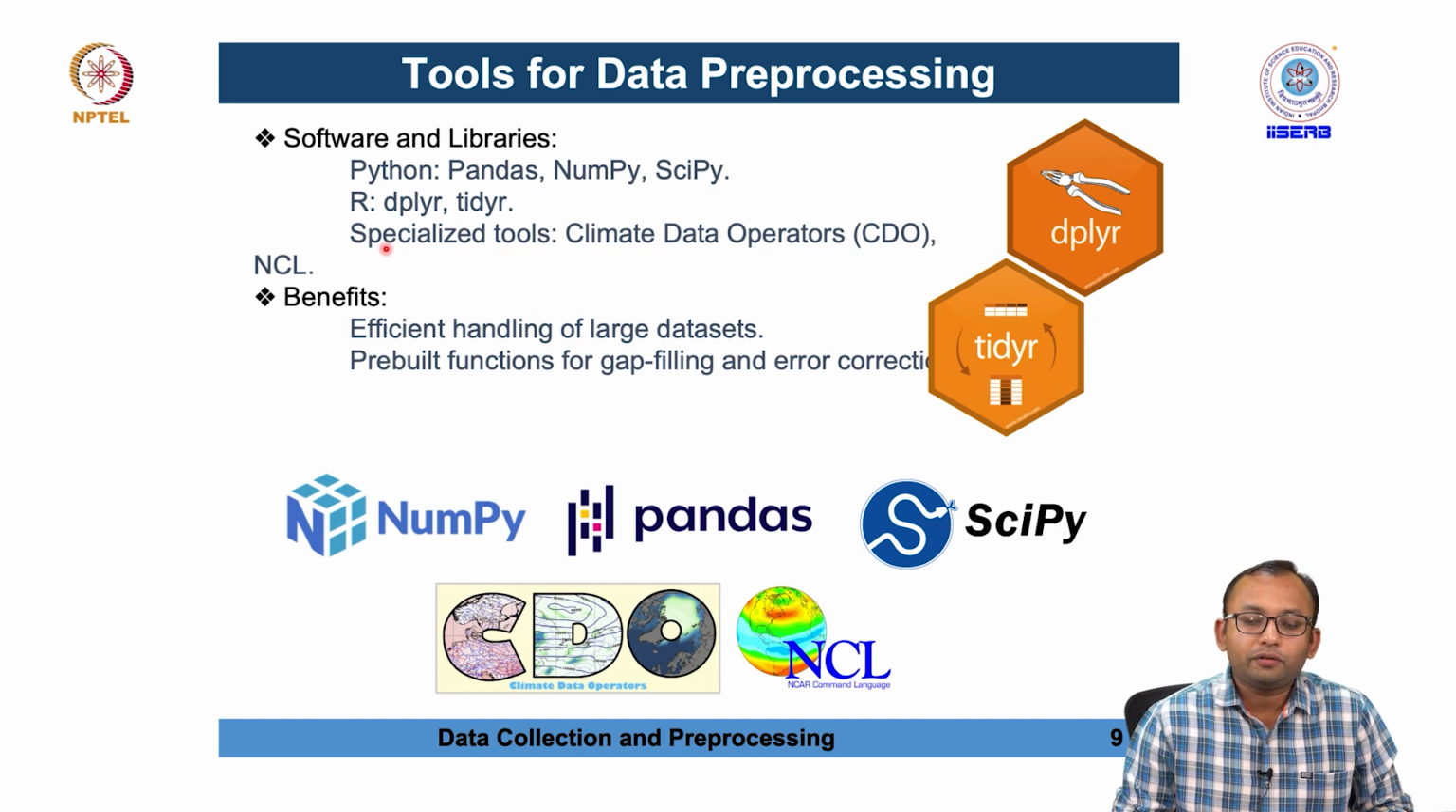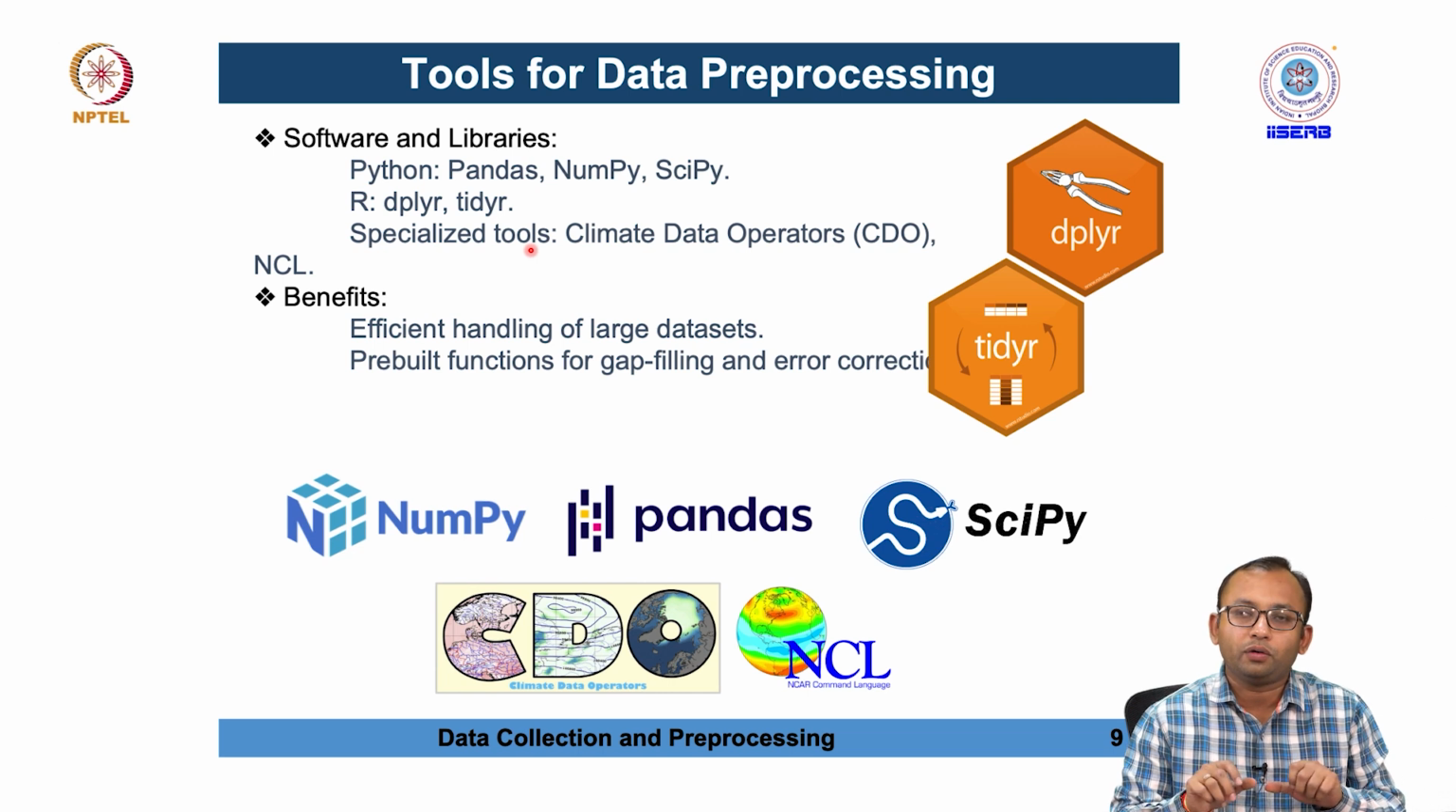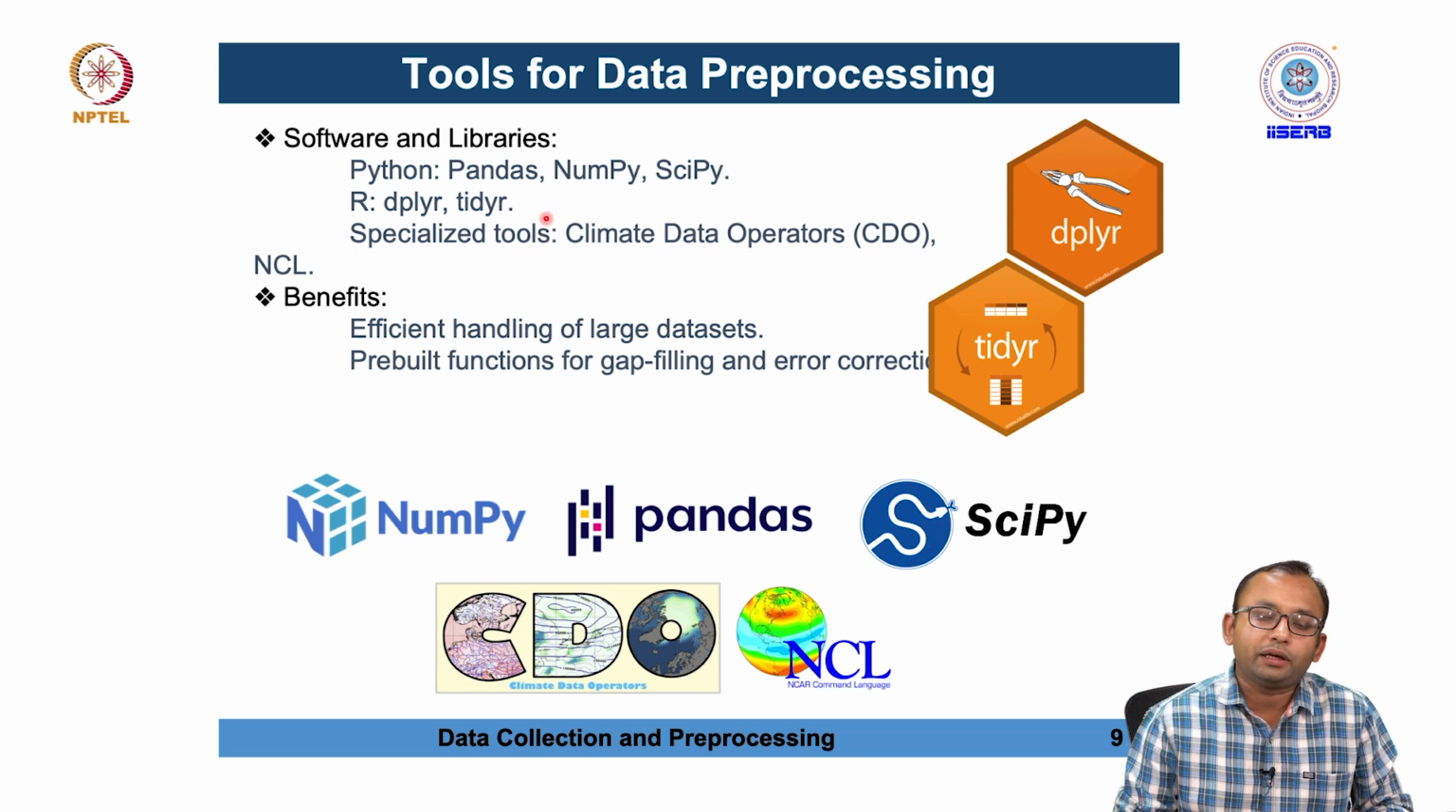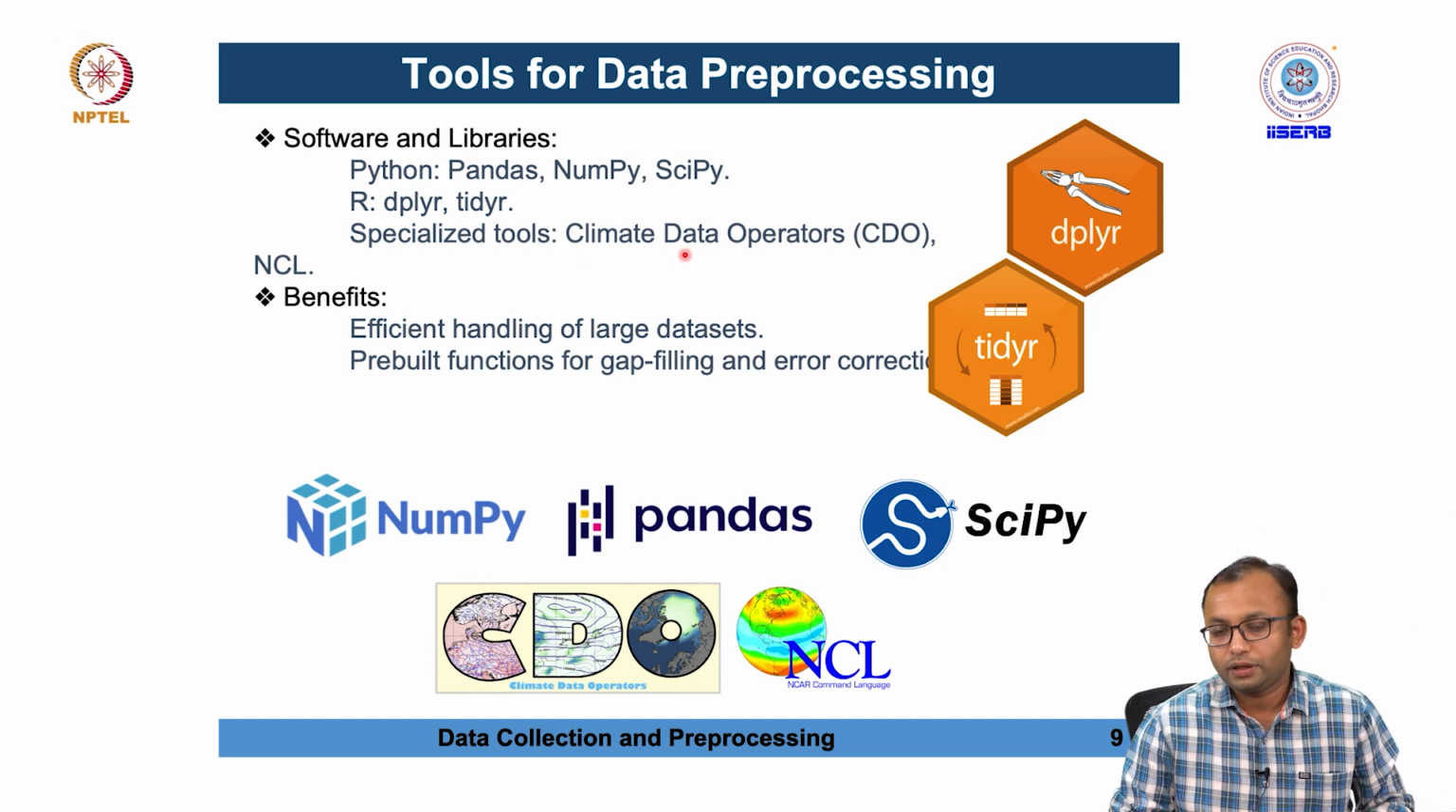Then there are some specialized tools where we do not need to do coding on our own, but might use some sort of GUI or a minimal coding background, which can be done using the Climate Data Operators or NCL. These are the tools which are available and can be used for multiple error detection or error analysis of the data set.